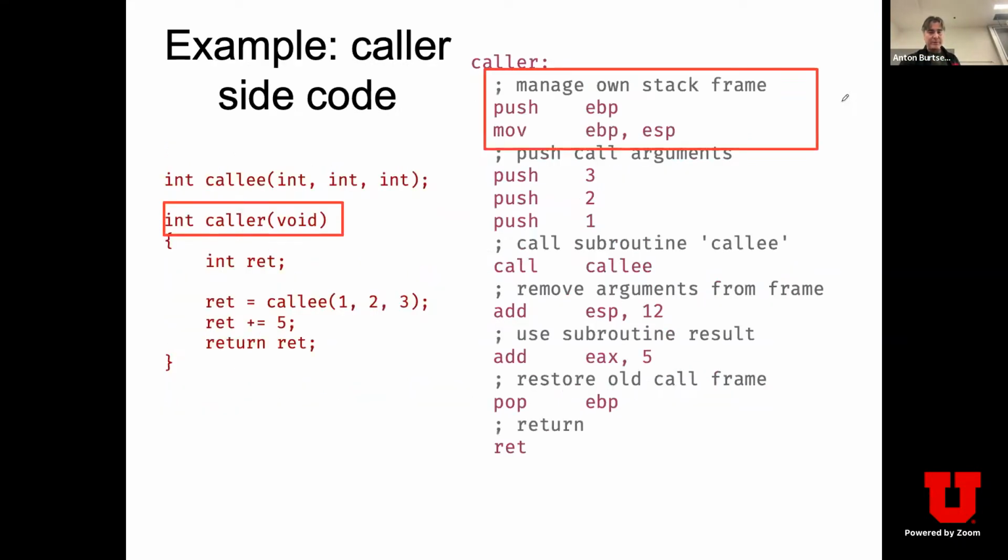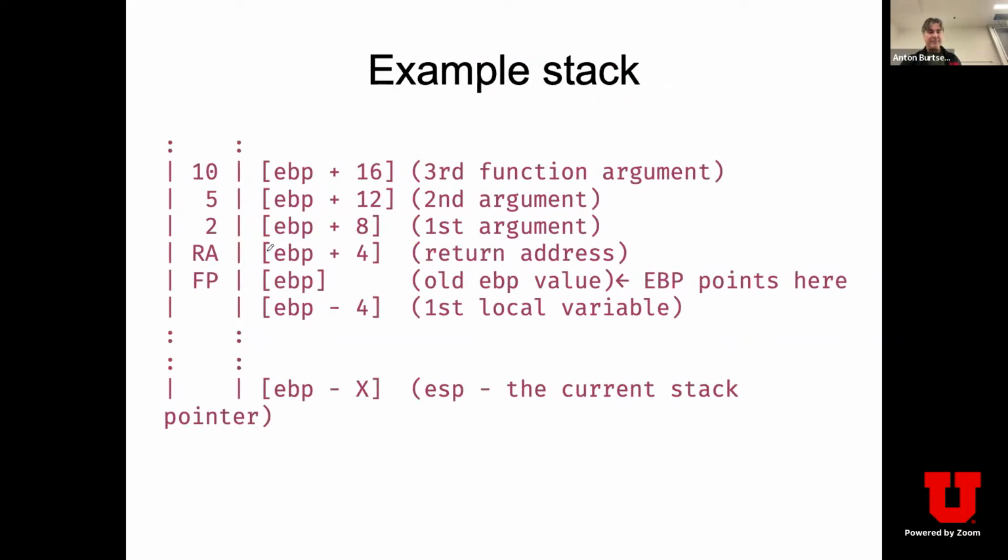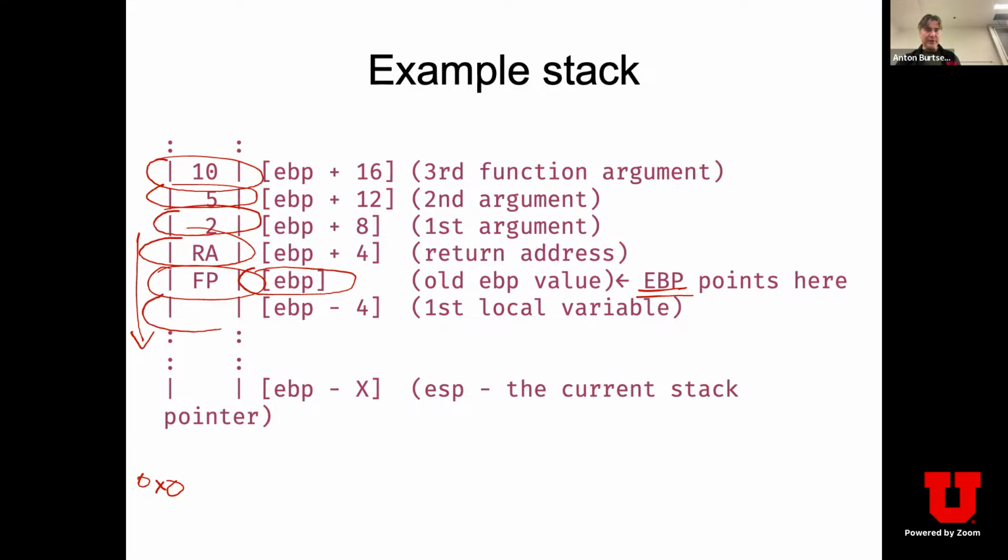So since we drew it on the previous slide, your old EBP value and the current value of EBP will be pointing exactly here, right? So in this example, stack grows this way, so this is 0. As I was saying, the third argument will be further away from your current ESP value, then 5, then 2, then the return address, then your first local variable, which doesn't have a name in our example, and some current local variable as well, right?